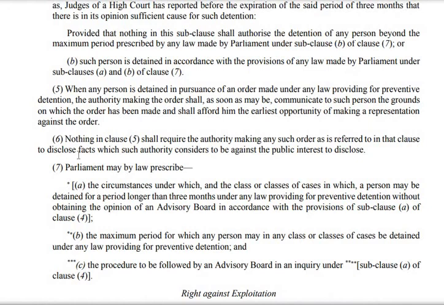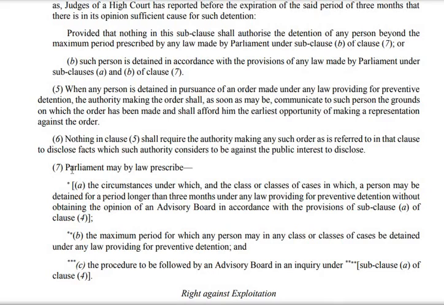Now let's see the clause 6. Nothing in clause 5 shall require the authority making any such orders as is referred to in that clause to disclose facts which such authority considers to be against the public interest to disclose. मतलब accused को जब आप grounds बताओगे अरेस्ट के, तो जो फैक्ट्स पब्लिक इंटरेस्ट में है एंड फॉर द पब्लिक सेफ्टी, the facts should not be revealed, then the authority can withhold those facts and need not tell those facts to the detenue.